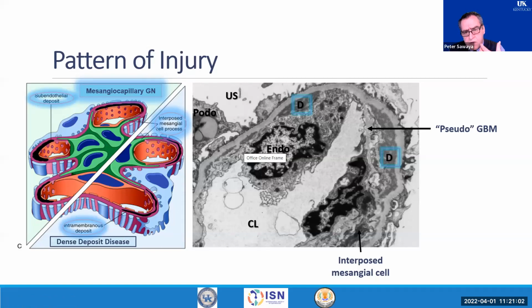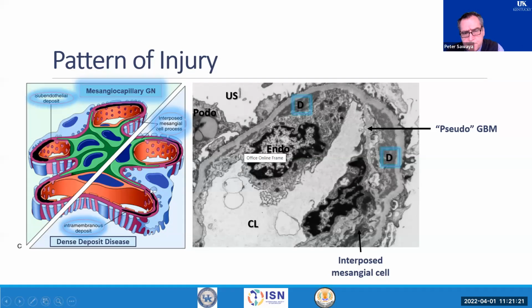Now, type 2 by EM, again, let's specify. When we say type 1, type 2, type 3, I'd like to always follow it with by EM, so we won't get confused and I know what you're talking about. So that's dense deposit disease, a much better term than saying type 2. This is dense deposit disease, very distinctive.